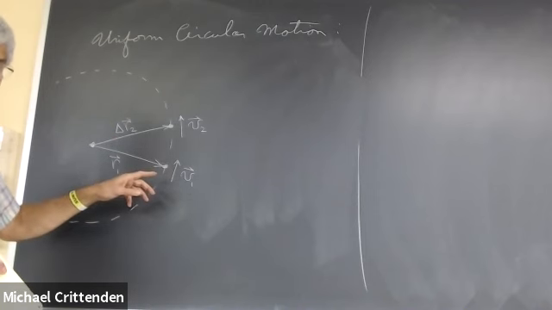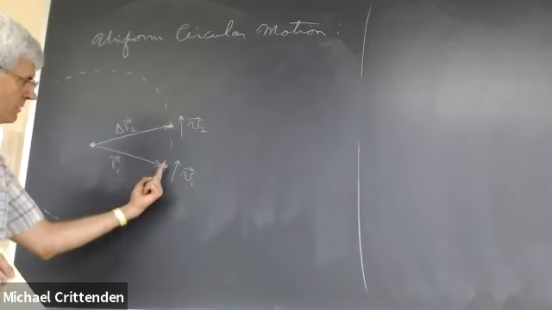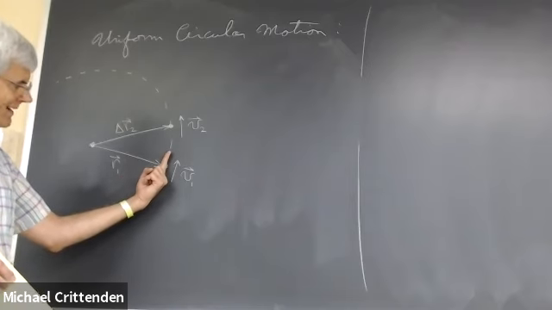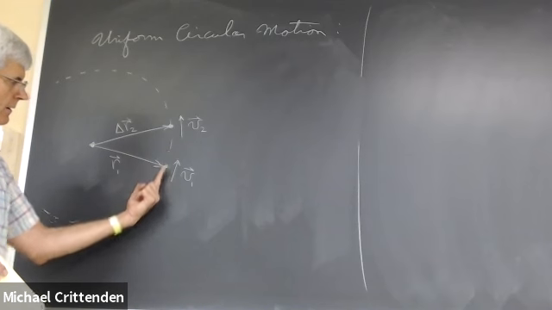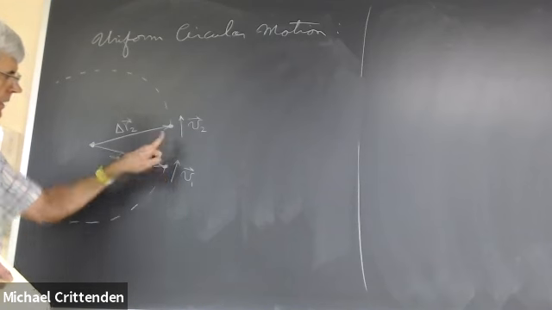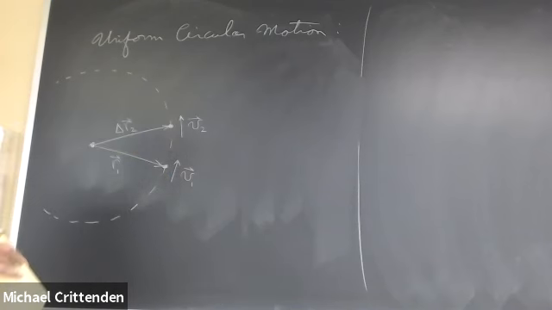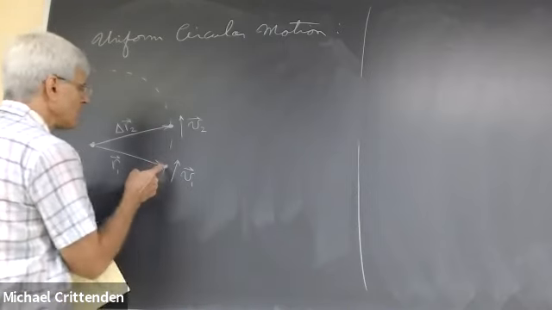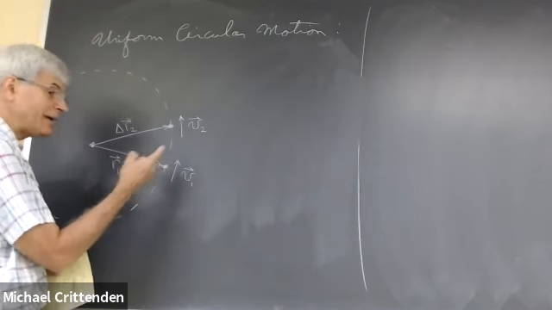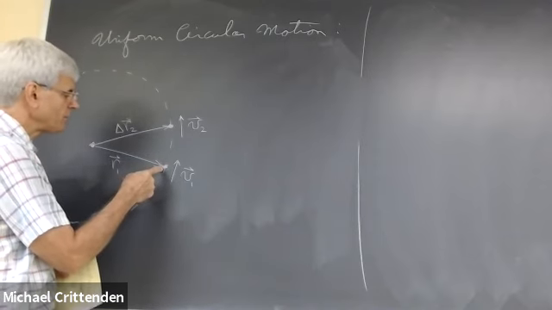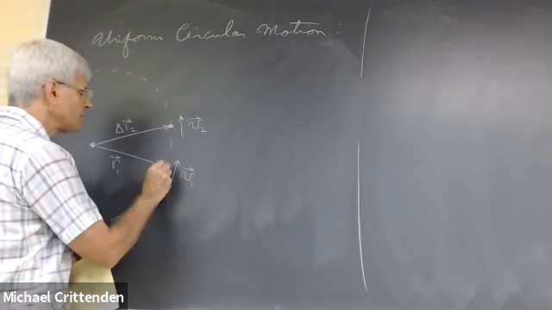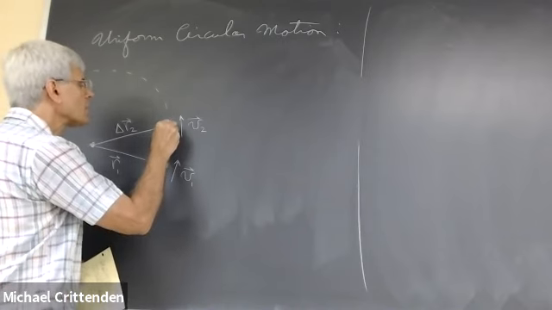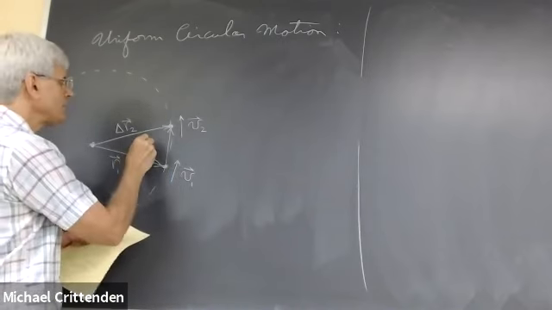So I didn't have too many things on top of each other in my picture, but really it belongs right here on your car. And when your car is here, it's going that way. And when your car is here, it's going that way. So the car's net displacement as it goes from point number 1 to point number 2 is delta R.